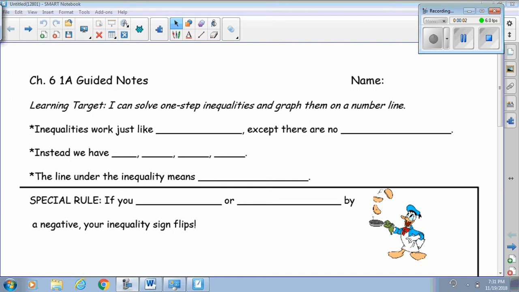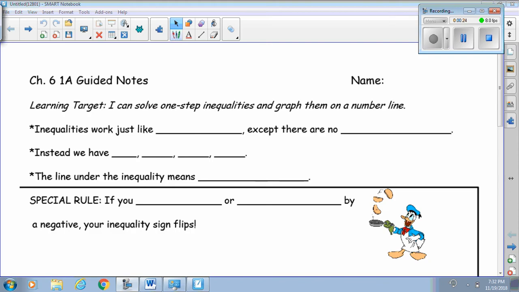Okay, so we are going to be doing the chapter 6 1A guided notes together. Make sure that you have out those notes. You can get them in the file bin if you need to. The learning target for this video is: I can solve one-step inequalities and graph them on a number line.